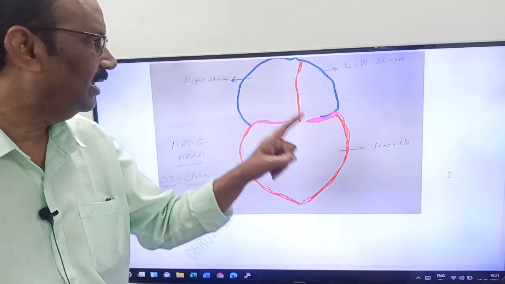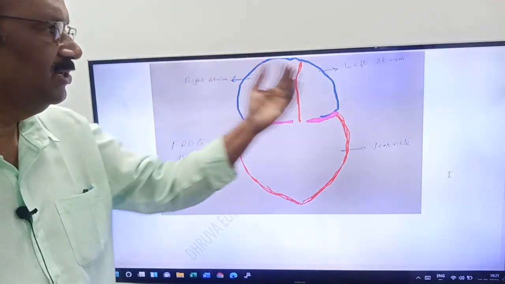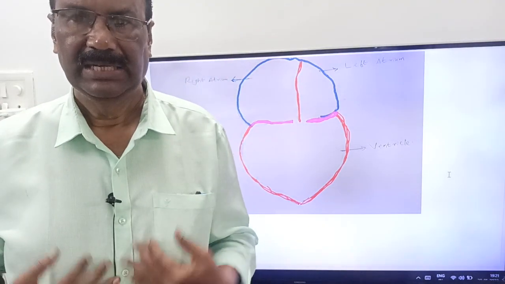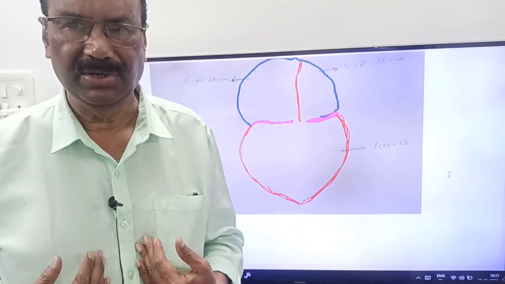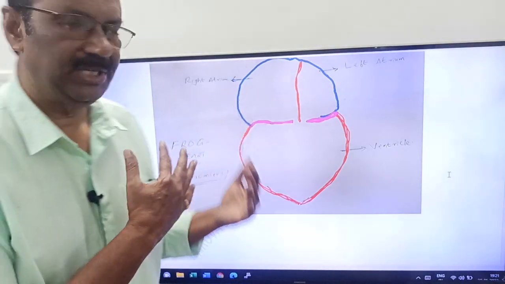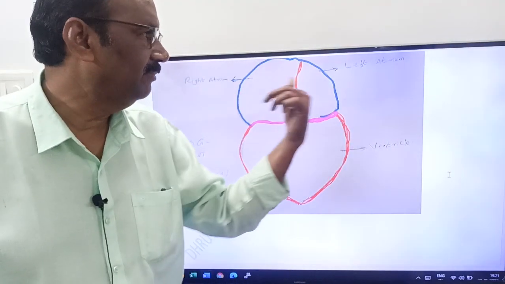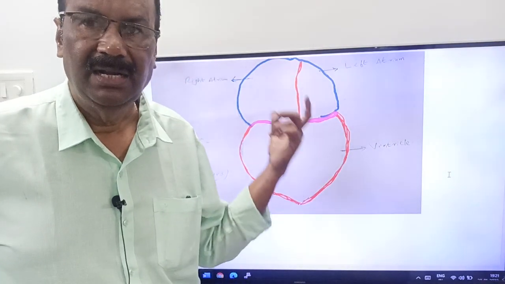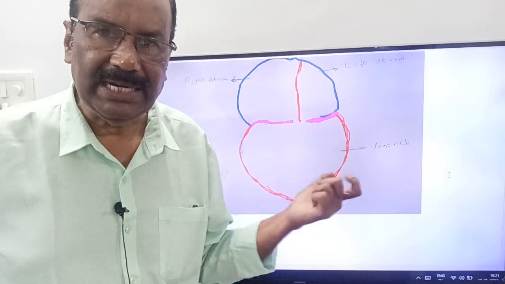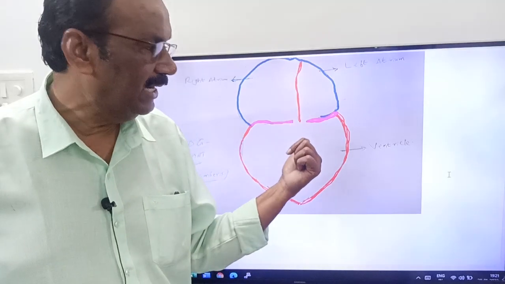See, friends, atria are 2. This is right atrium, this is left atrium. If you see our heart, it is like this. Keep your heart like this. This is right atrium, this is left atrium. Right atrium, left atrium and ventricle. Upper 2 chambers are atria. Lower single chamber is ventricle.